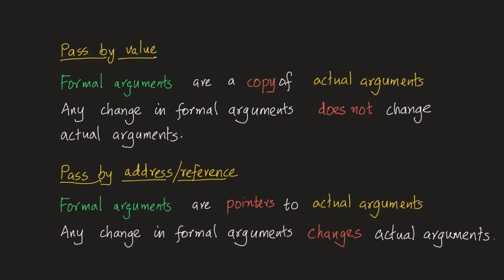So let us conclude. There are two ways in which you can pass the arguments. One is pass by value. In pass by value, the formal arguments are a copy of actual arguments, and any change in formal arguments does not change actual arguments. The second method is pass by address. It is also known as pass by reference. In pass by address, formal arguments are pointers to actual arguments, and any change in formal arguments changes actual arguments.